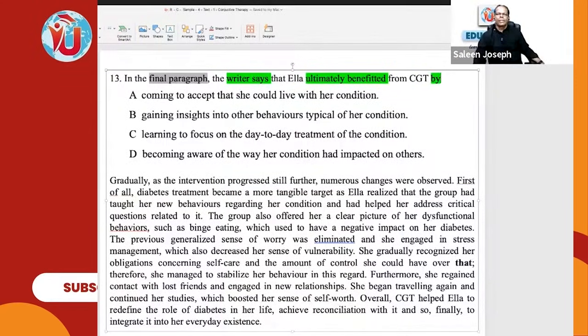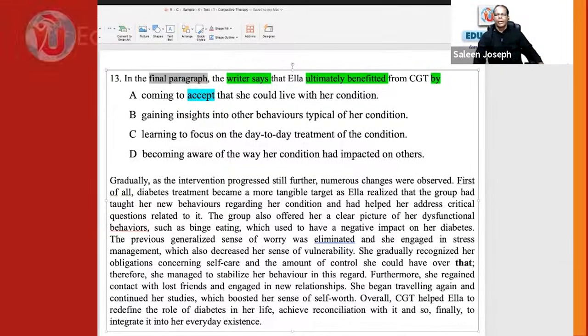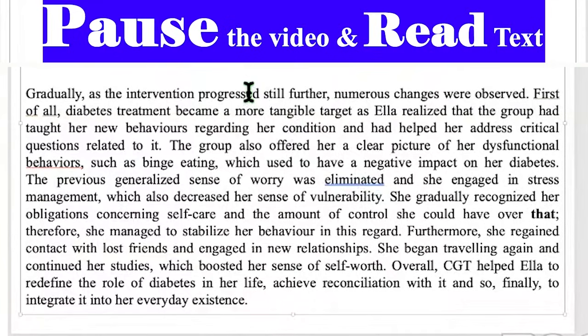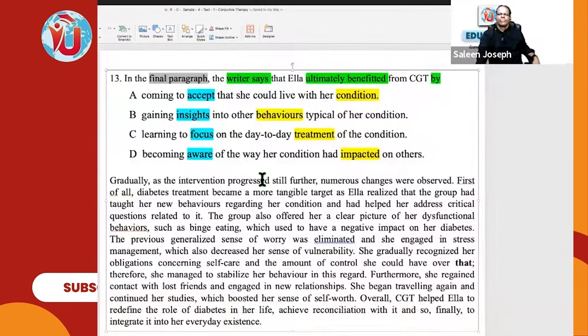Option A, coming to accept that she could live with her condition. Accept. Okay, accept. Option B, gaining insights into other behaviors typical to her condition. Insights. Focus. Focus on treatment. Aware of the way. Other thing like you can also see condition, concept-based hedging word. Then Treatment. Fact. Please read the text. Father A. Yeah, Father, coming to accept that she could live with her condition.